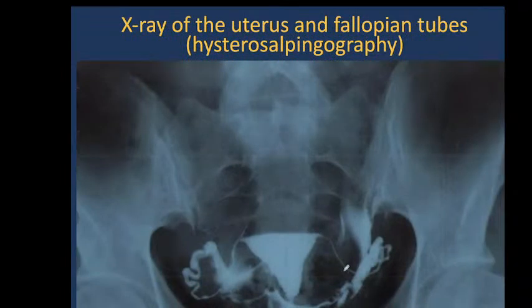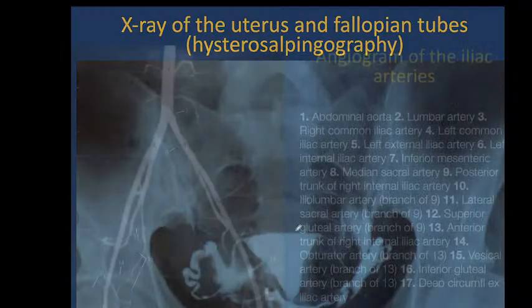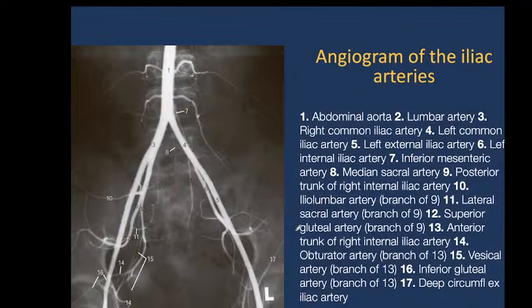And a special examination with injection of contrast passes through the fallopian tubes and shows doctors if they are empty, if it is possible for the ovum to come through this way, because it is the natural way of spermatozoa and ovarium. Here is an angiogram of iliac arteries.